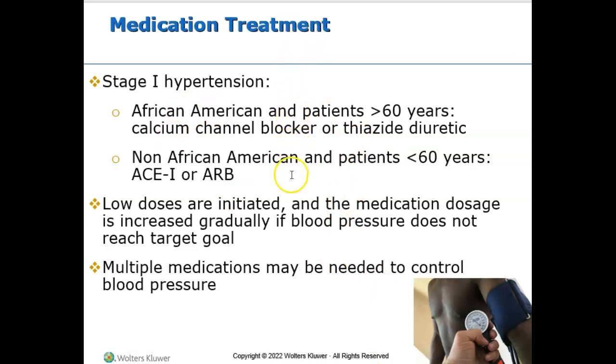Medication treatment. These are typical medication treatments that we will give to people, depending on where they fall in age and in stage for their hypertension. And they might have to take multiples, and we may have to change them around sometimes. Sometimes we will start them out and it'll be too high, and they'll be dizzy. So we have to do a lot of education.